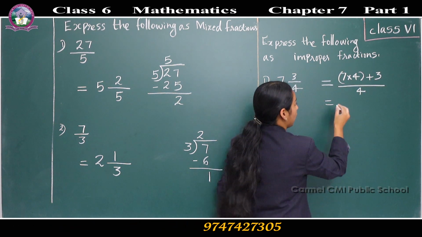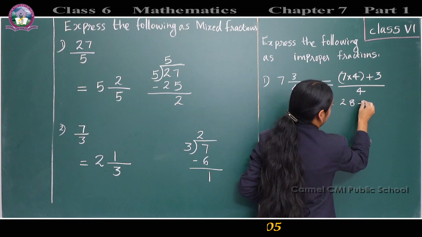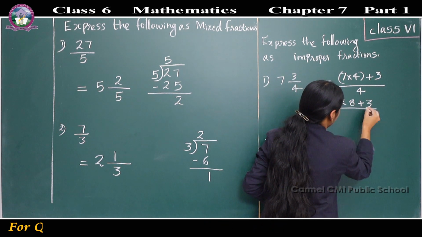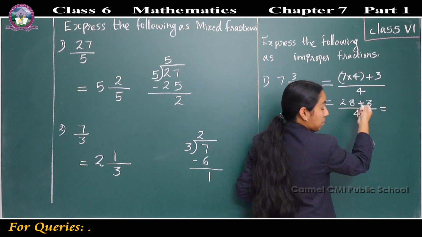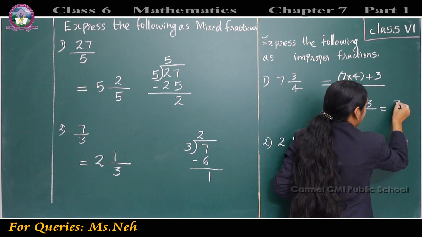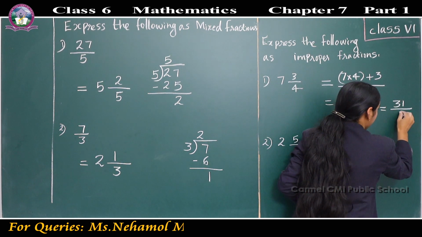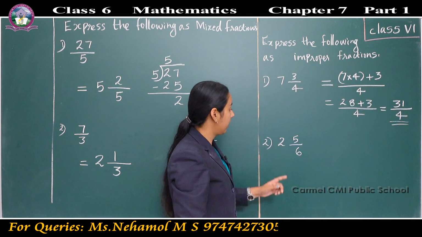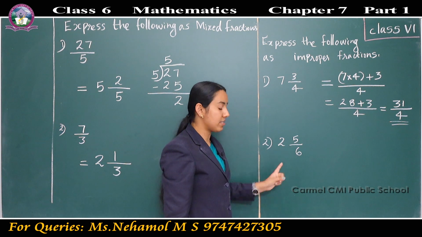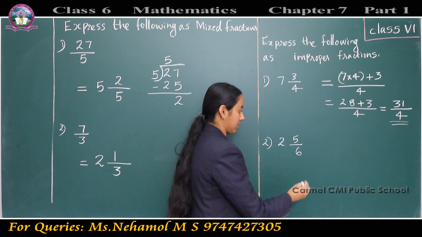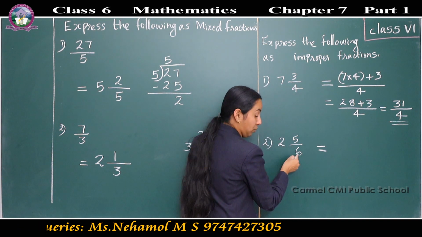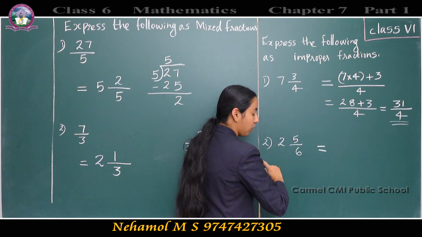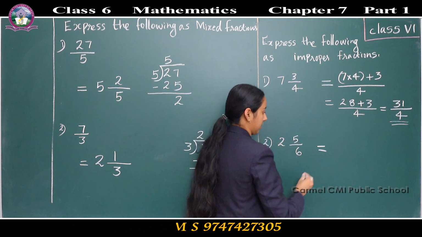7 4s are 28. 28 plus 3 by 4. 28 plus 3 is 31. 31 by 4 is the corresponding improper fraction. Next one, 2 5 by 6. 2 into 6 plus 5 all divided by 6.